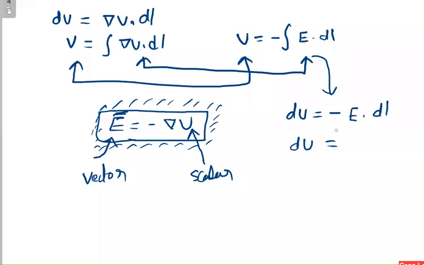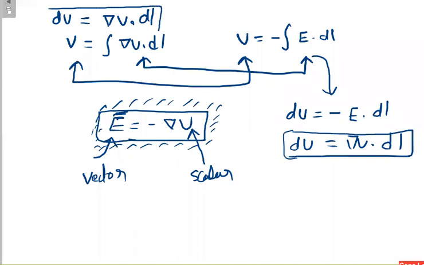You have proved E is equal to minus del V. So that means del V dot dl. Already we have proved this dV is equal to del V dot dl, because that is available here. The same thing we are getting there also. But what we are interested in is this very, very important formula: electric field E is equal to minus del V.